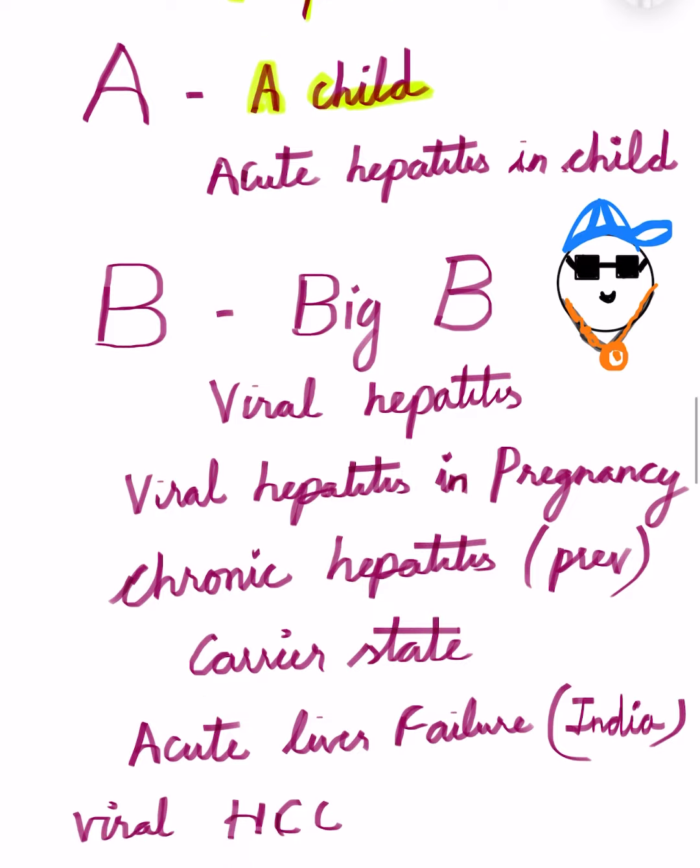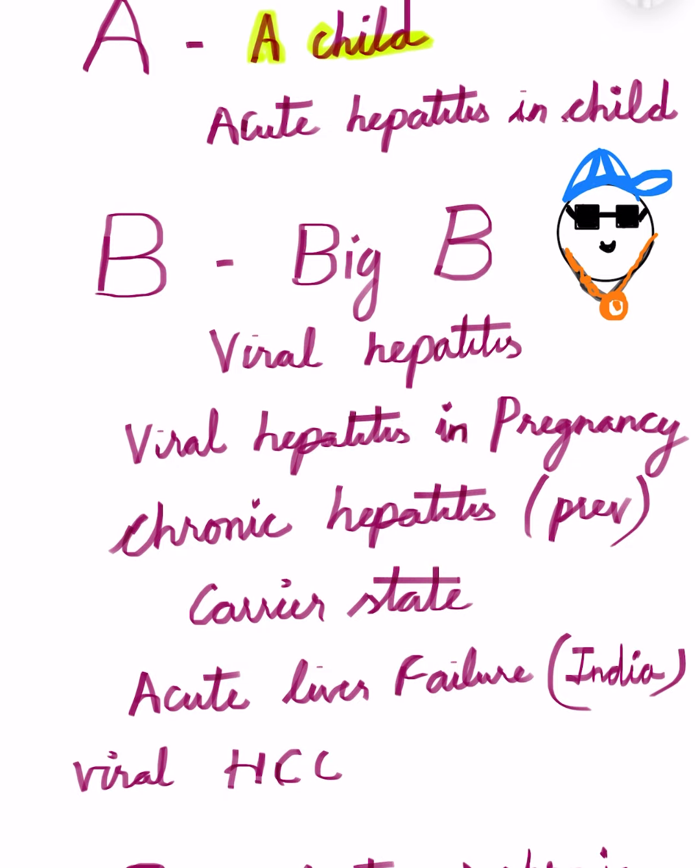Next, hepatitis B. B behaves like a big brother, that is, whatever happens, it's because of hepatitis B, and it's the main cause for most of the hepatitis related diseases. For example, hepatitis B virus is the most common cause of viral hepatitis, and the most common cause of viral hepatitis during pregnancy. Most common cause of chronic hepatitis is hepatitis B virus with the maximum prevalence. Prevalence means the number of persons living with the disease.